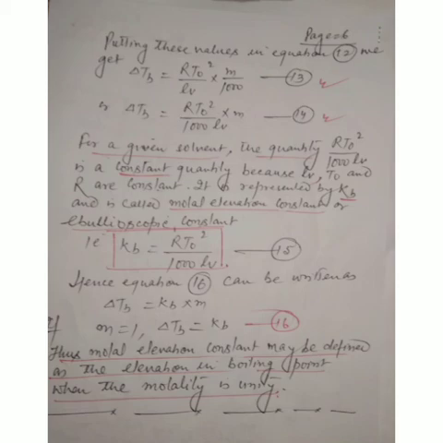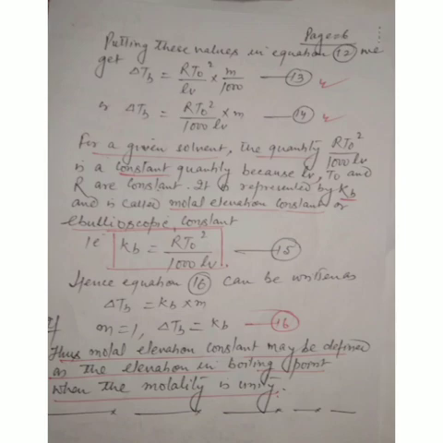For a given solvent, the quantity R T0 squared upon 1000 Lv is a constant quantity because Lv, T0 and R are constants. It is represented by Kb and is called the molal elevation constant or ebullioscopic constant. That is, Kb is equal to R T0 squared divided by 1000 Lv, equation number 15. Hence, the equation can be written as ΔTb is equal to Kb into small m.